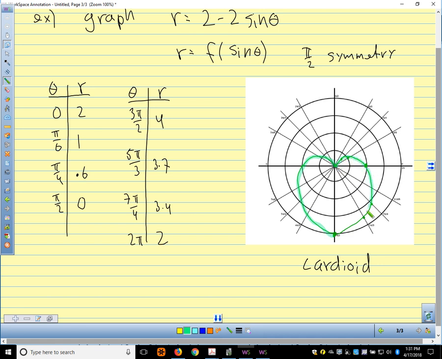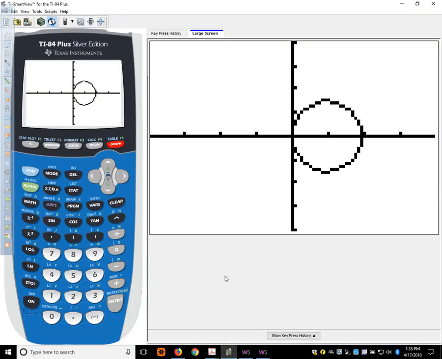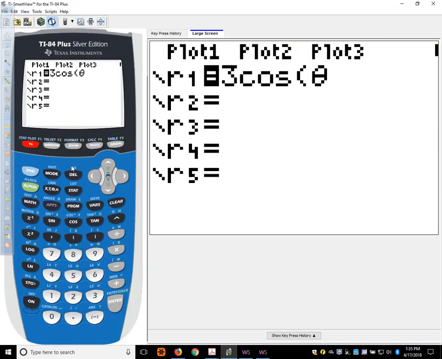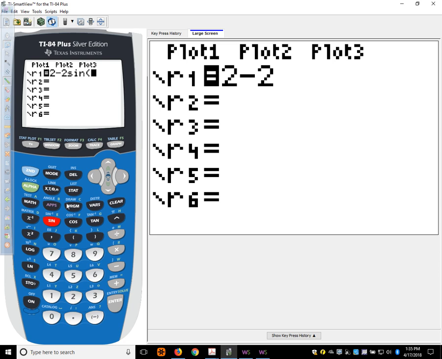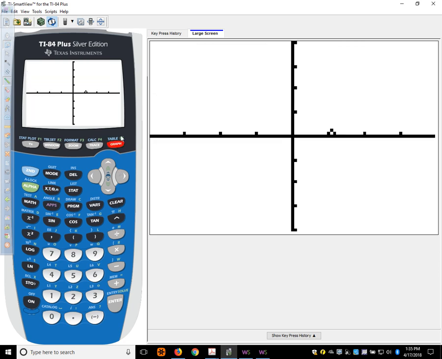And let's graph this one in our calculator. So we have 2 minus 2 sine theta. And graph that. And there's our cardioid. Oh, peach emoji, am I right?